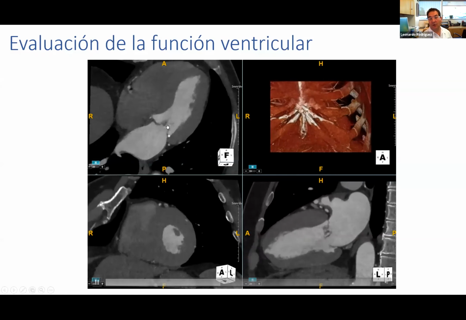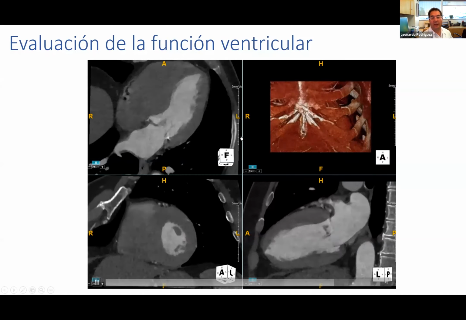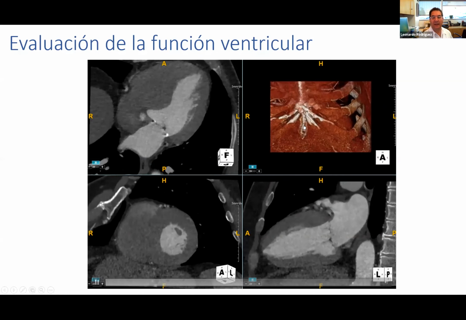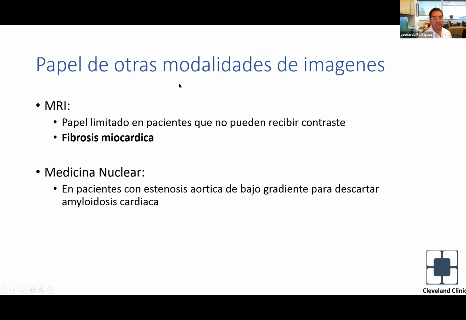En algunos casos pueden ver como este caso que tiene cierto movimiento sistólico anterior de las cuerdas, pero hemos tenido casos donde la tomografía, en casos de eco ligeramente limitado, nos ha mostrado SAM de la válvula mitral. Hay papel para otras modalidades. Les mencionaba que la resonancia magnética tiene un papel limitado.